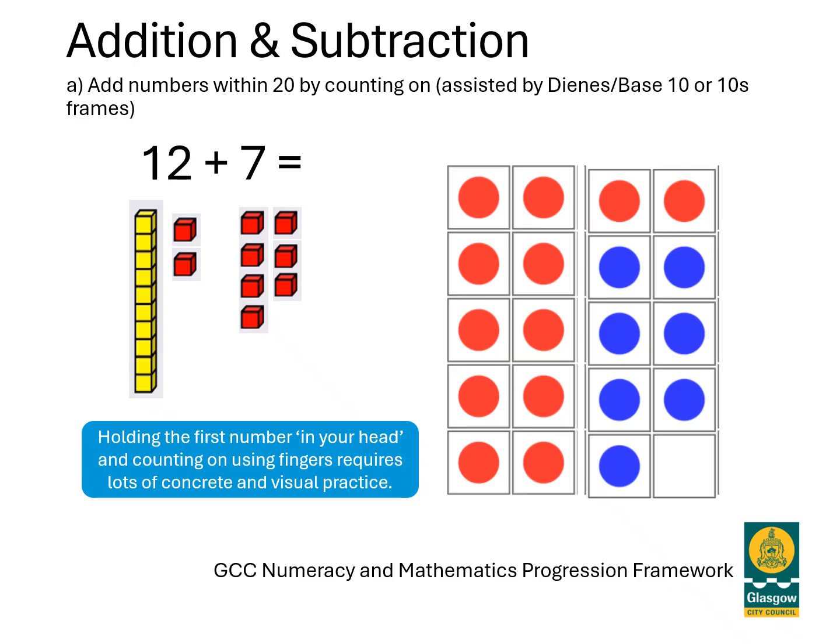Pupils might be able to move on eventually to holding that first number in their head and making the second number on their fingers to count on, but they're much more likely to be able to do that after they've had lots of concrete examples and practice with Deans or tens frames in this way.